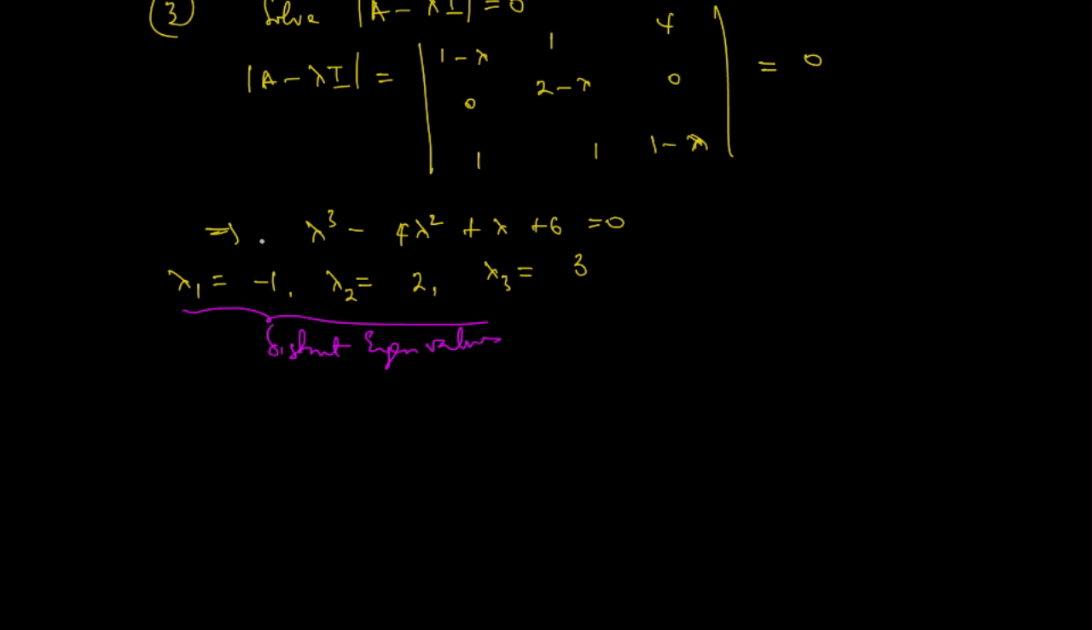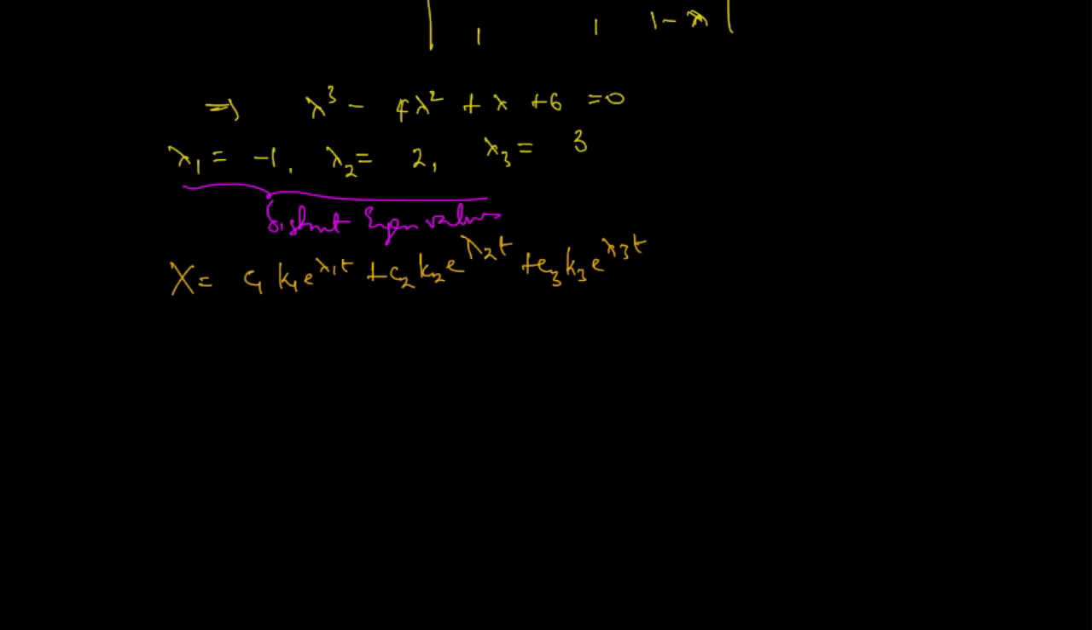Since we have distinct eigenvalues, the kind of solution we should be expecting is of this form: C1 K1 e to the power lambda 1 t plus C2 K2 e to the power lambda 2 t plus C3 K3 e to the power lambda 3 t. Where lambda 1 is the eigenvalue and K1 is the eigenvector that corresponds to lambda 1, K2 is the eigenvector that corresponds to lambda 2, and K3 is the eigenvector that corresponds to lambda 3.